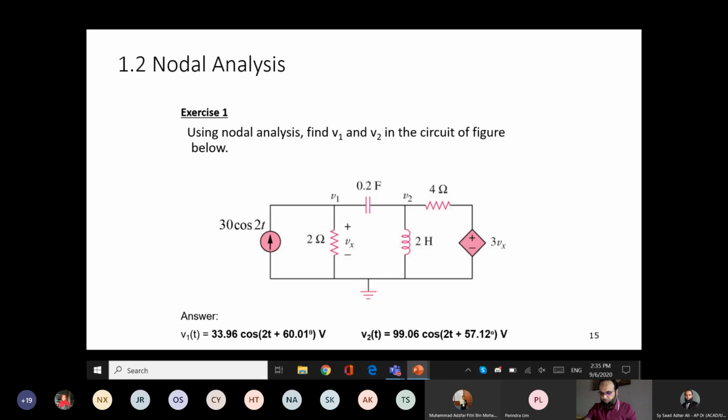Just to give you the highlight of the question, it is very much the same. It's in cosine, the frequency is 2. We have 2 nodes. This time we have a voltage controlled voltage source, pretty much standard. I think this would be a piece of cake for you guys, hopefully.